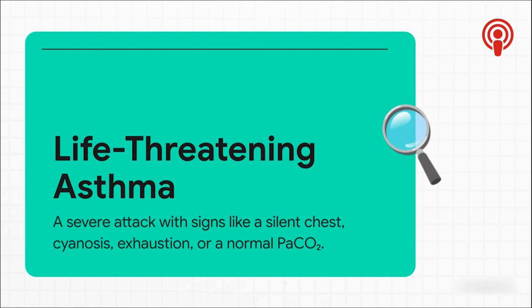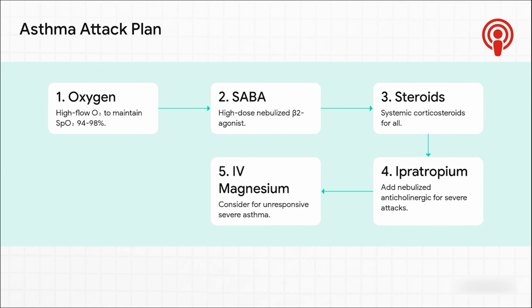For asthma, you have got to be on high alert for these signs of a life-threatening attack. A silent chest is just terrifying. It means so little air is moving, you can't even hear a wheeze. But the most sneaky, dangerous sign on this list, a normal carbon dioxide level. Think about it. A patient this sick should be breathing super fast, blowing off all their CO2. If it's normal, it means they're exhausted. They're about to stop breathing. That's a 5-alarm fire.